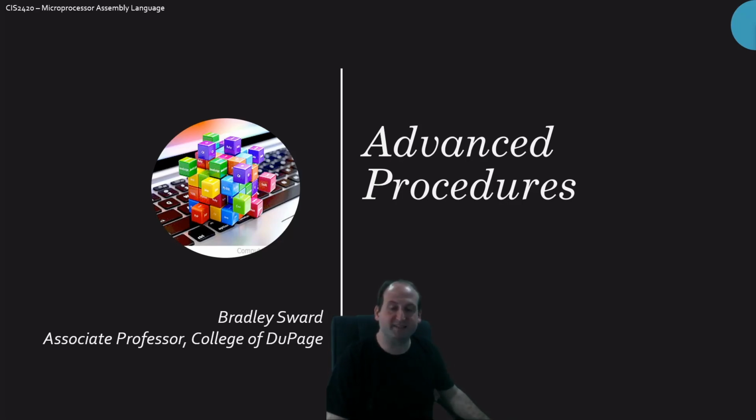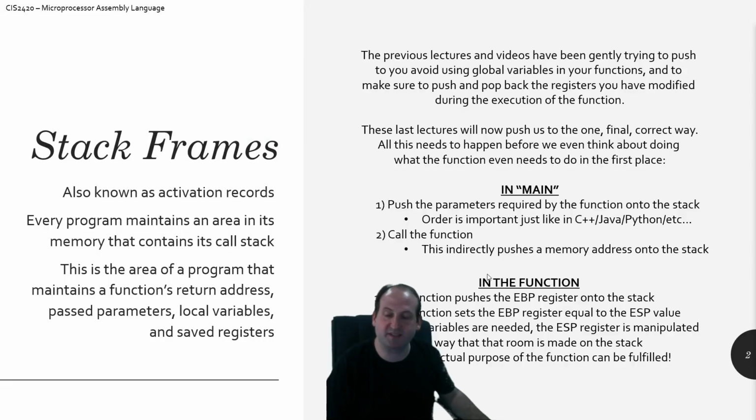They call it advanced procedures, but this is the true way that C and C++ actually convert functions into assembly language and then into machine language. So this busy slide says a lot of what we're going to be doing in this video.